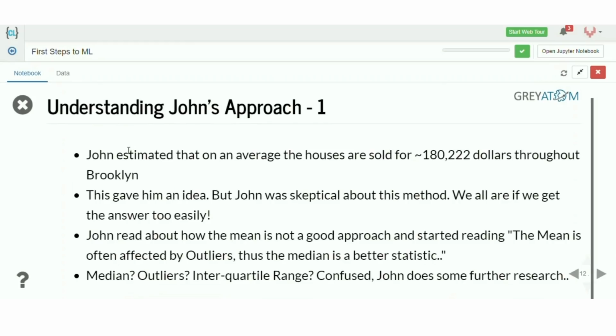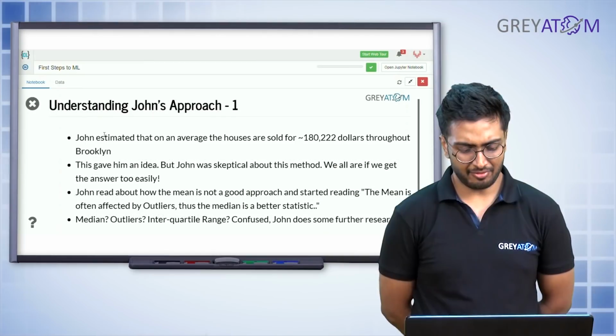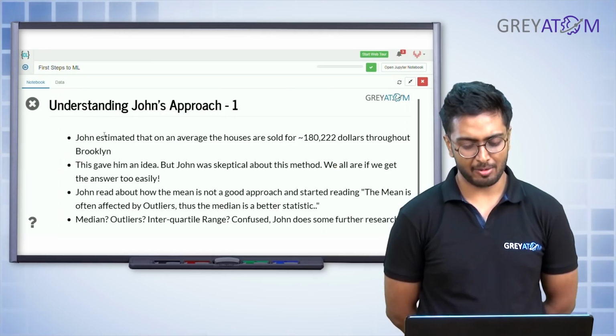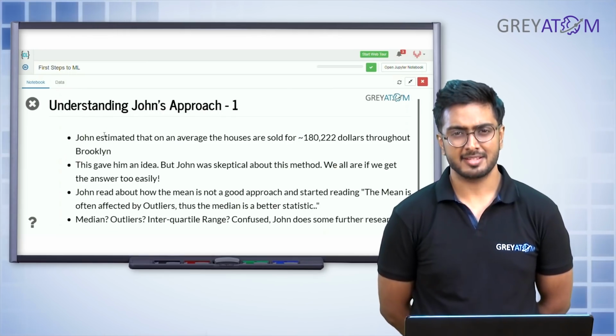Understanding John's approach. John estimated that on average houses are sold for $180,222 throughout Brooklyn. This number gave him an idea, but John was skeptical about the method. Hey, this came very easily, right? There's probably something wrong. So John read about how mean is not a good approach, and he found that mean is often affected by outliers and median is a better statistic.